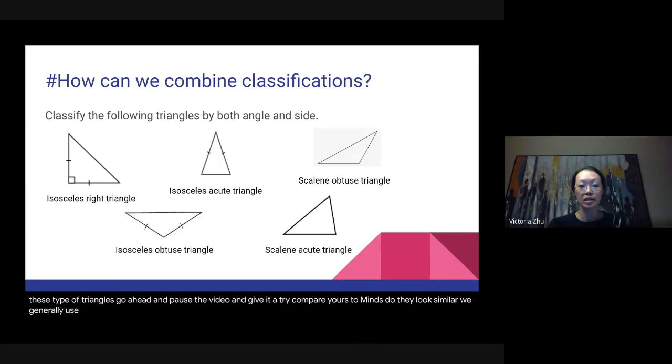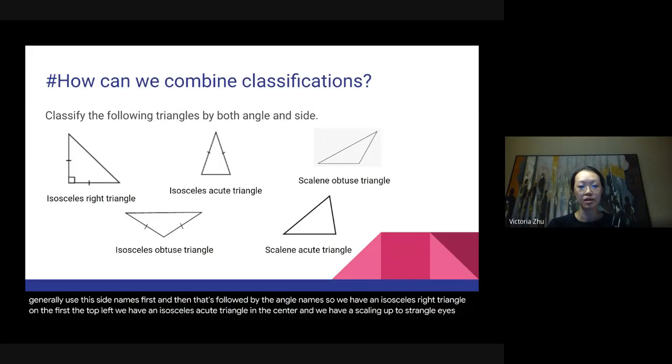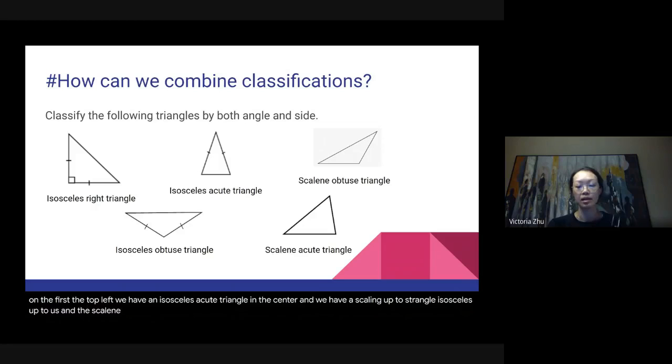We generally use the side names first, and then that's followed by the angle names. So we have an isosceles right triangle on the top left. We have an isosceles acute triangle in the center. Then we have a scalene obtuse triangle, isosceles obtuse, and a scalene acute triangle.